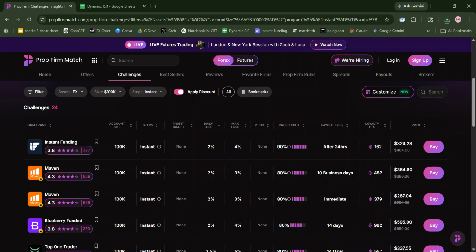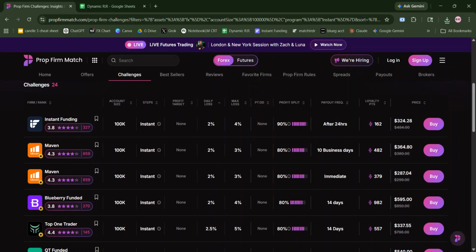The best place I found to find prop firms is just propfirmmatch.com. It's a one-stop shop to look at the reviews and the rules of firms that are out there, payout frequencies, etc. So what I have here is the Forex 100K accounts, all instant, so no challenges. That's the main thing. And you just look at these.